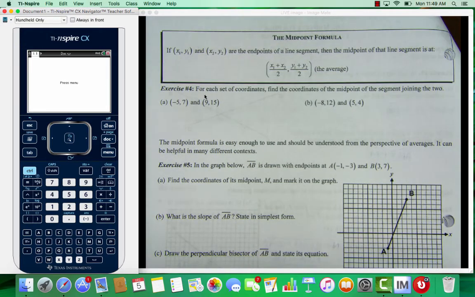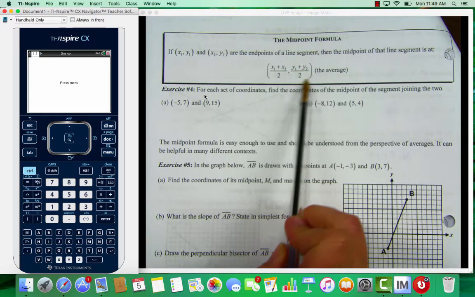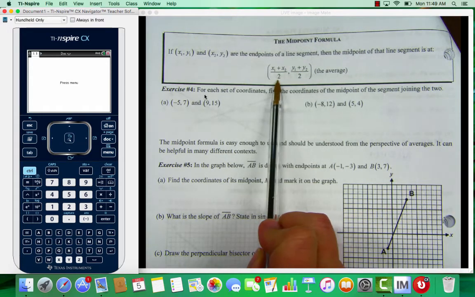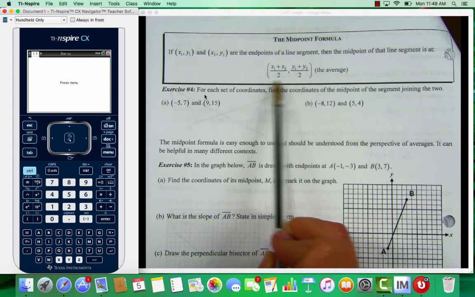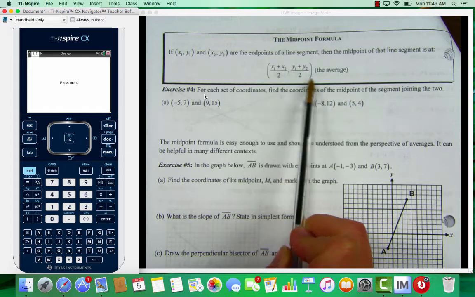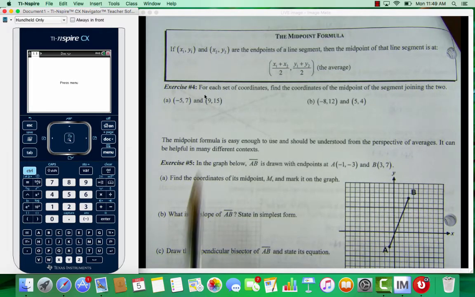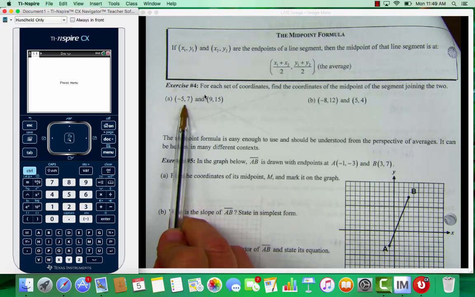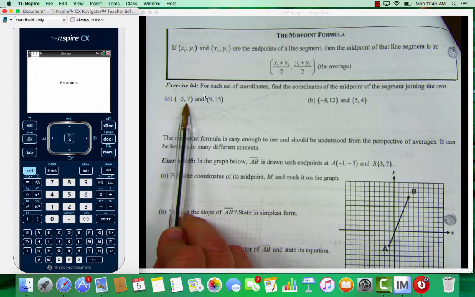Alright, so on the back, our midpoint formula is the average of the x's and the average of the y's, so x1 plus x2 divided by 2, and then y1 plus y2 divided by 2. And it's always in a point format, so always in parentheses with a comma in between, because if you have a point, it's always going to be given to you in parentheses with a comma in between, so you know that your first value is your x value, second value is your y value.